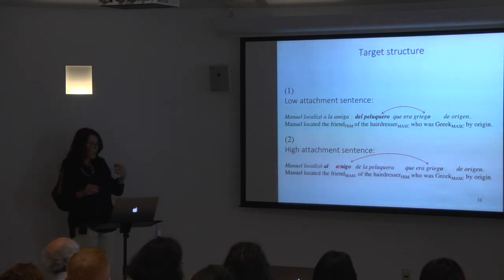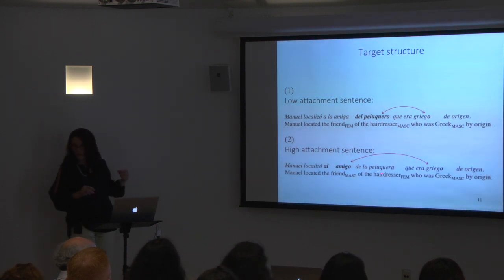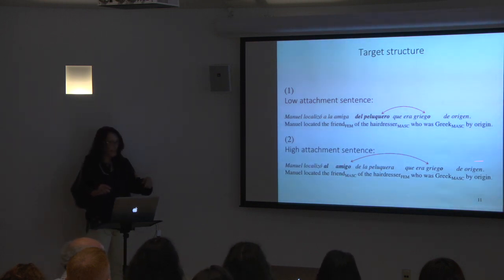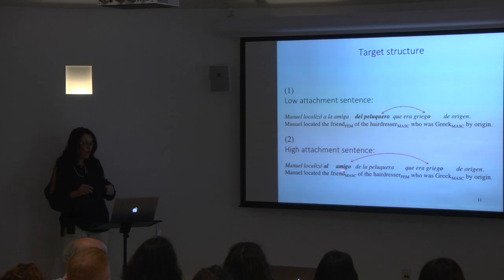And so here we have amigo, which is masculine, we have peluquera, which is feminine, and we have Greek, which is masculine. So the only way this sentence can be correctly processed in Spanish is if you interpret the word Greek, which is masculine, as referring to friend, which is also masculine. And so if you are a native Spanish speaker, this sentence should cause no difficulties because this is typically what Spanish speakers like to do.